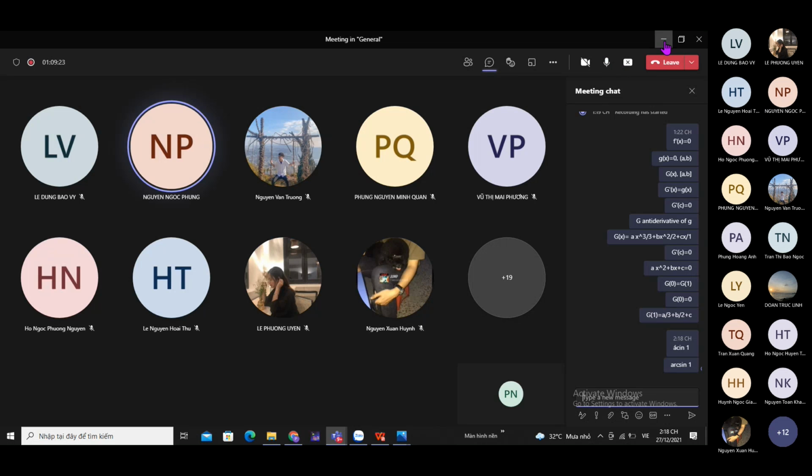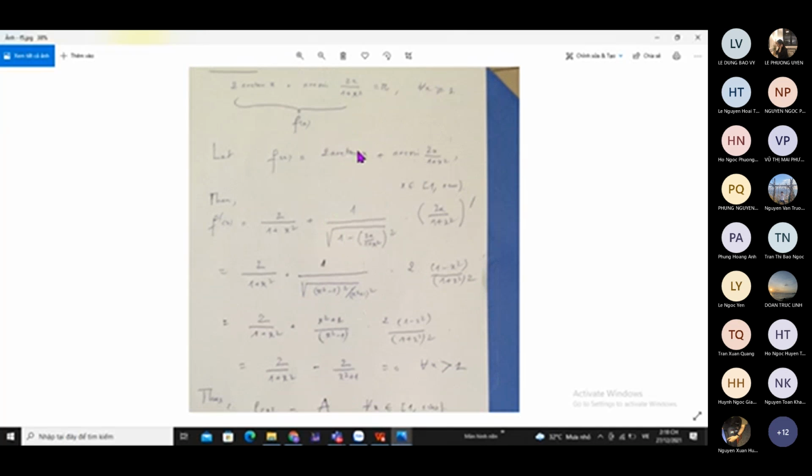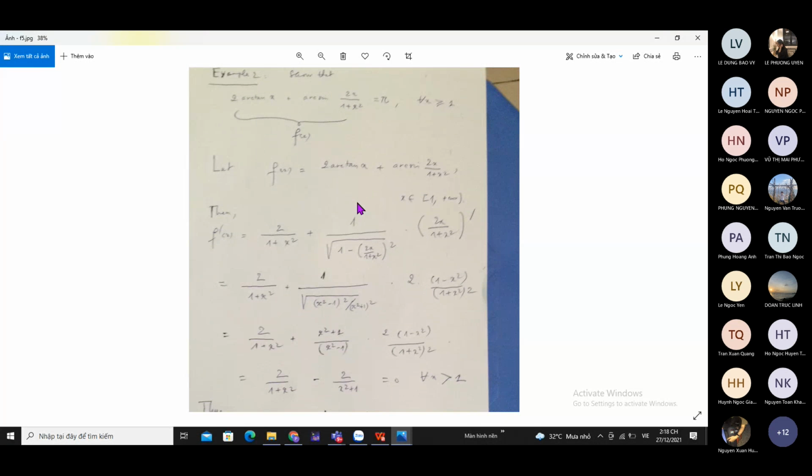Yes, yes. So here, this problem reduces to just evaluating the derivative of the given function, the function f given by the left-hand side of the given equation. You see? All clear?